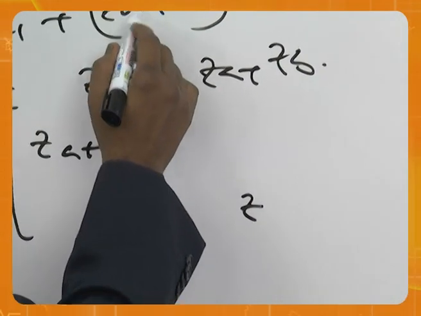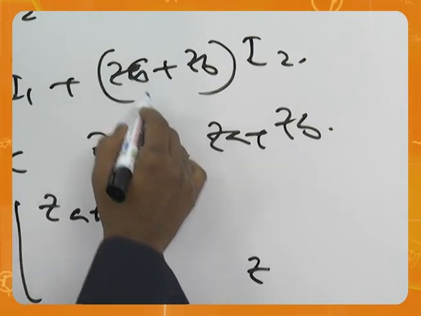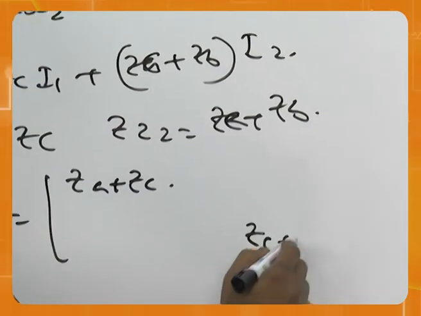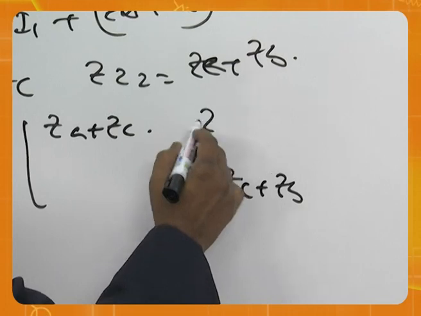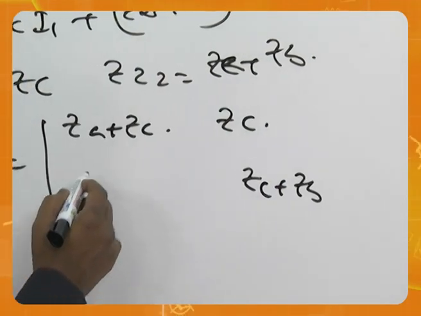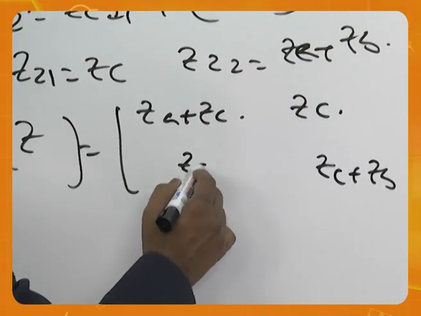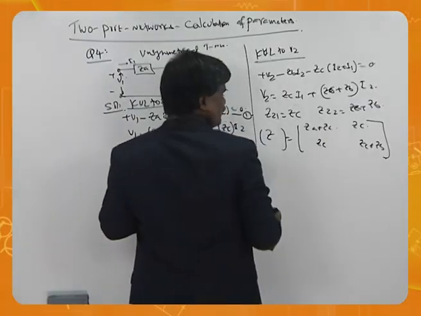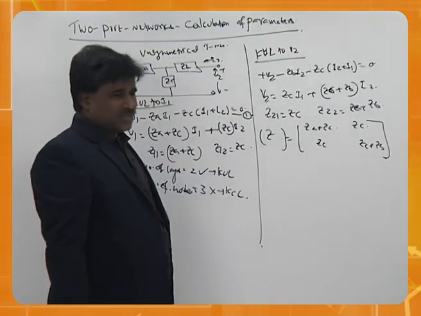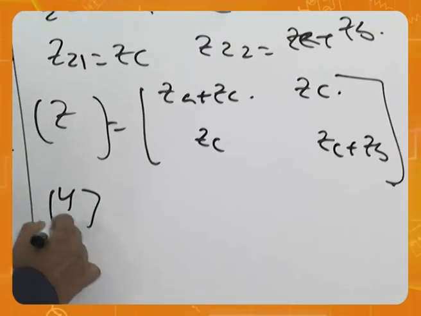So the Z matrix is, look here, ZA plus ZC, ZC, ZC, and ZB plus ZC. That's the Z matrix. If you want the Y matrix, what is the answer?